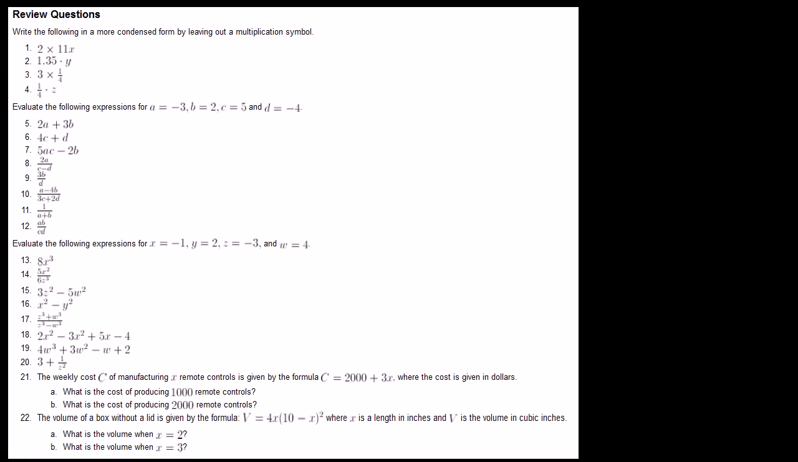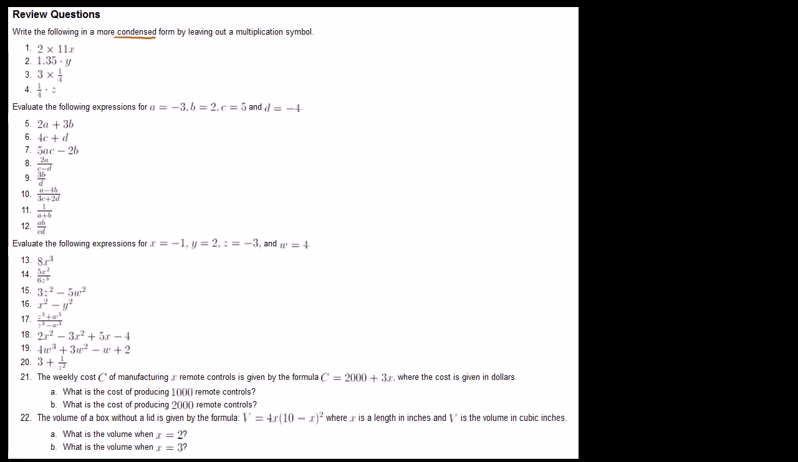Let's do some practice problems dealing with variable expressions. These first problems say write the following in a more condensed form by leaving out the multiplication symbol. So here we have 2 times 11x. If we have 11x's, and then we're going to have 2 times those 11x's, we're going to have 22x's.